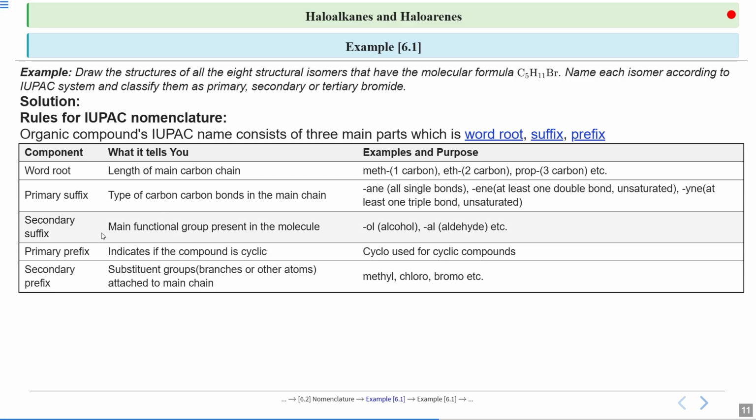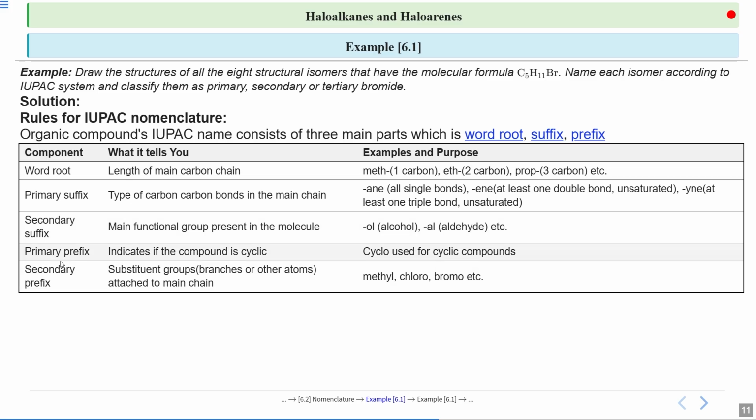Next component is the secondary suffix. The secondary suffix tells you the main functional group present in the molecule. Either it is a halogen or any functional group that you have to identify, which is present in the parent chain or in the molecule. For example, we use ol for the alcohol functional group. We use al as a secondary suffix for the aldehyde functional group, etc.